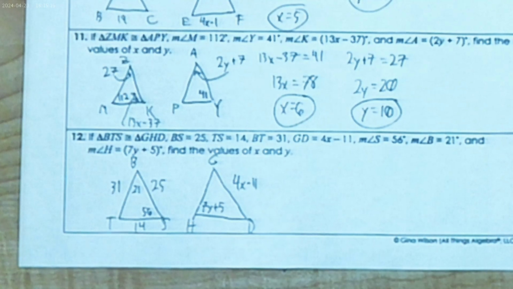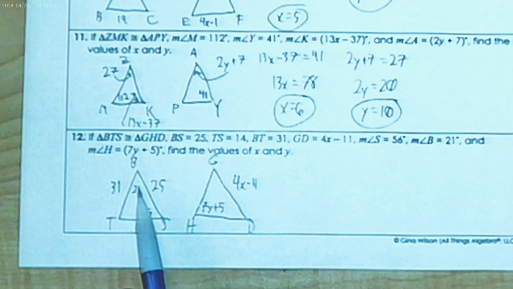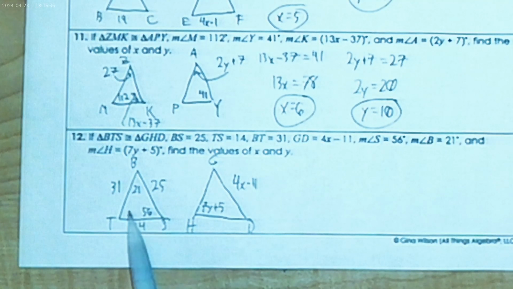Well, first thing I'm going to do, just to shake things up a bit, I'm going to solve for y first, because, living on the edge. The way I'm going to solve for y is I'm going to calculate what this angle is first. I know these two angles, so I'm just going to subtract them from 180. So 180 minus 21 minus 56 equals 103.